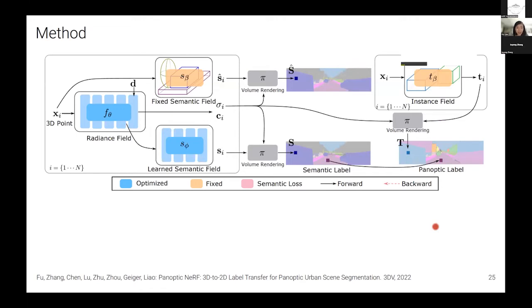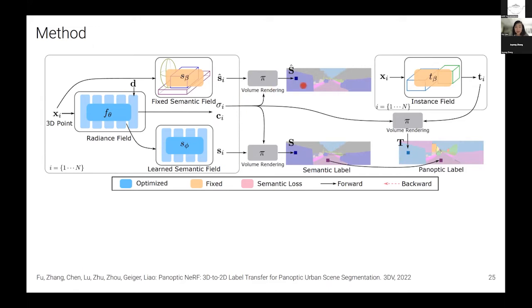So we basically have the naive NeRF in our pipeline, that is the radiance field. It also maps the 3D point location and viewing direction to the color and density. But what's more important, and the key of our method, is this dual semantic formulation, where we have one fixed semantic field that is determined by the input bounding primitives, and then we also have a learned semantic field that predicts a learnable semantic label at every 3D point.